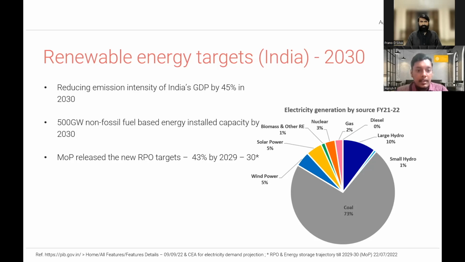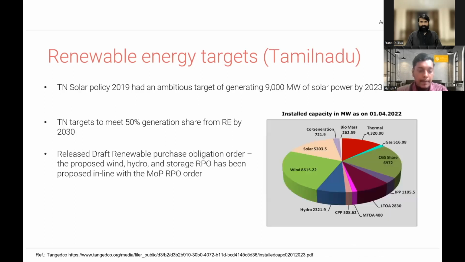Next, in line with this, the Ministry of Power has also set renewable purchase obligation targets for the states. I think by FY30, we are supposed to meet close to 43% of RPO targets. They've also made it better by giving segregations for wind, hydro, and storage. They've given separate obligations to make it much better. Next slide, please.